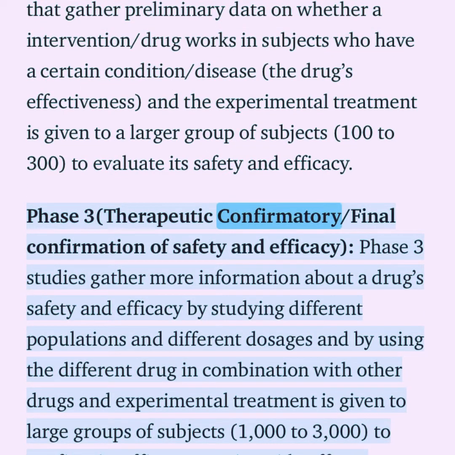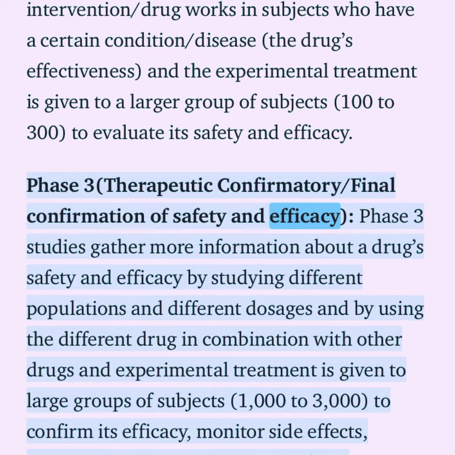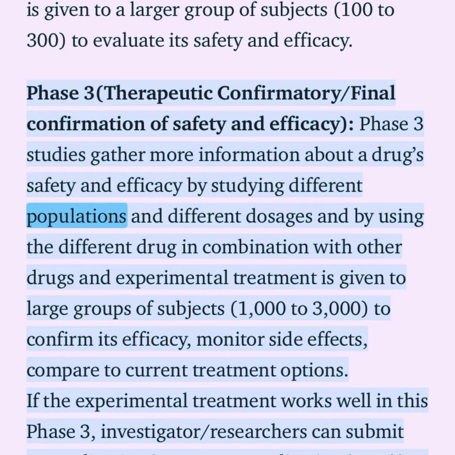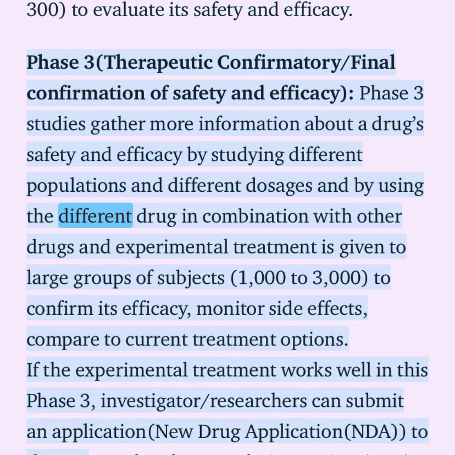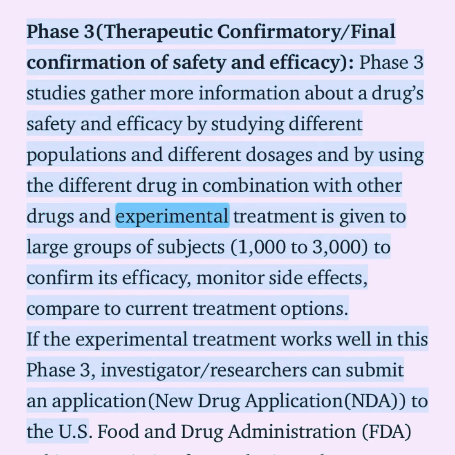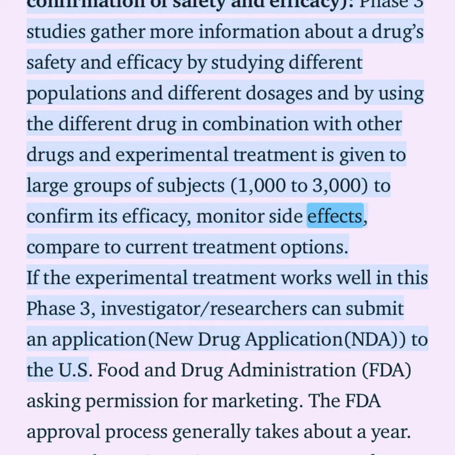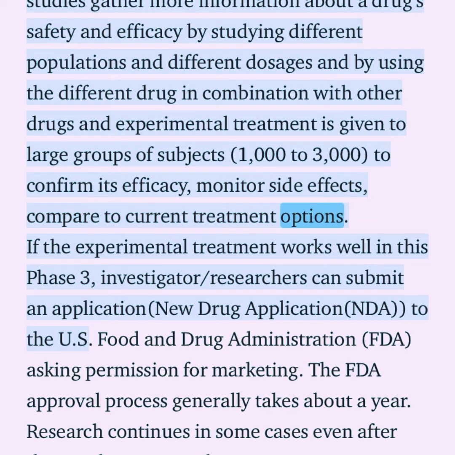Phase 3, therapeutic confirmatory, final confirmation of safety and efficacy. Phase 3 studies gather more information about a drug's safety and efficacy by studying different populations and different dosages, and by using the drug in combination with other drugs. The experimental treatment is given to large groups of subjects, 1,000 to 3,000, to confirm its efficacy, monitor side effects, and compare it to current treatment options.